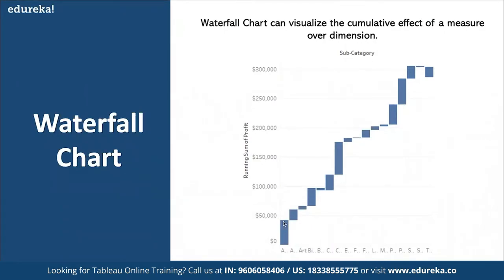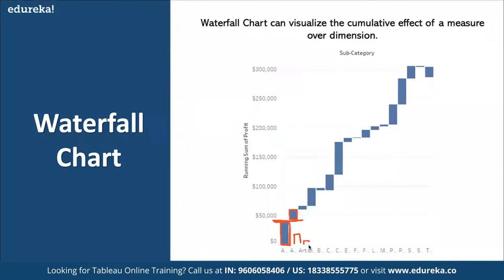So individual contribution is this bar, but cumulative contribution is coming like that. For example, see, this is the contribution of accessories towards the profit till here, okay? This much is the contribution of accessories till here. Then art's individual contribution is much lesser compared to that. But we are not indicating art over here as another bar.